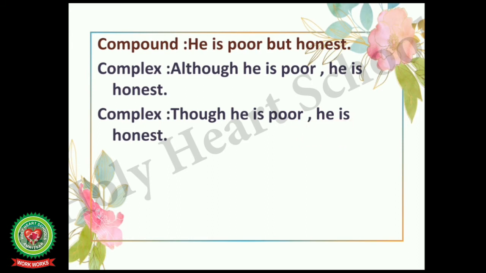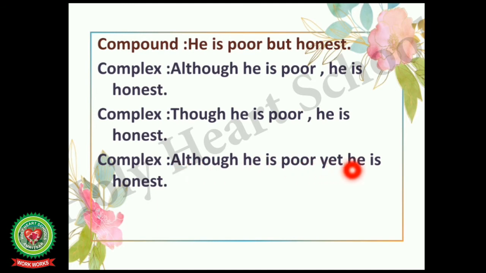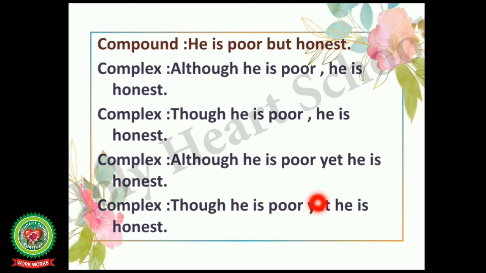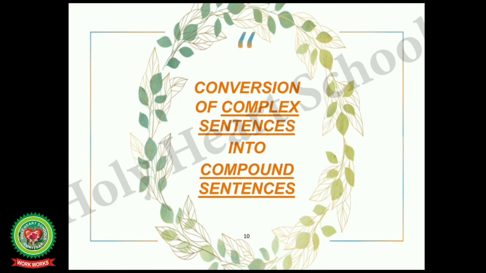Students, we can also use yet with though and although. Like, although he is poor, yet he is honest. Though he is poor, yet he is honest. Now students, coming up to the conversion of complex sentences into compound sentences. So we can convert a complex sentence into a compound sentence by using a coordinating conjunction in place of a subordinating conjunction.